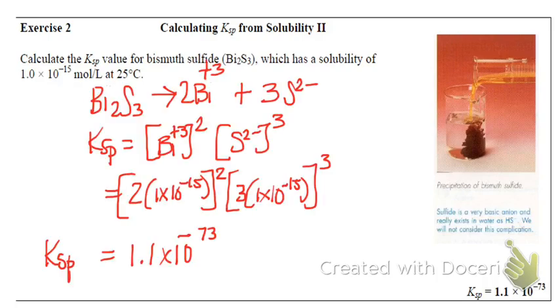All right, so it should look something like that. You have to remember to multiply the concentration by the stoichiometry and then square it, and then multiply the concentration of the sulfur as well. So when you have a very, very small number like this, it means there's barely any solubility, because it's a negative 73. The closer to a whole number that is, the more soluble it is. So negative 73 means it's really not very soluble at all. Okay?